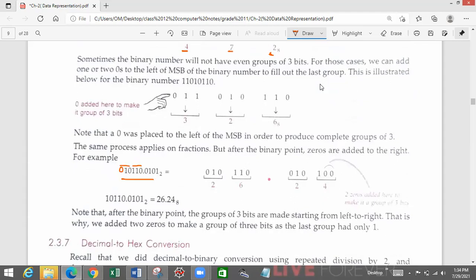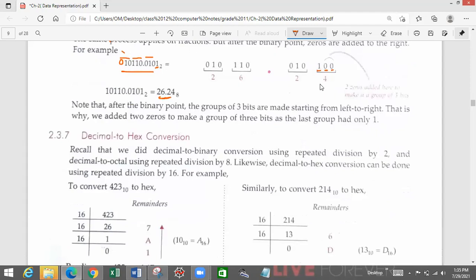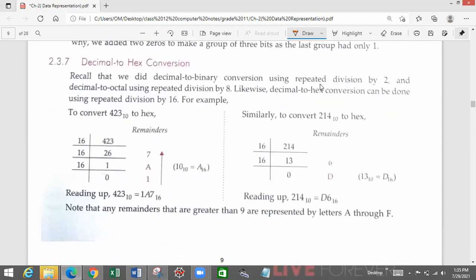For the number after the decimal point, we start making the groups from the left hand side. So it will be a group 010. Then we are left with only 1. So we will write 1 and after that we'll put 20 on the right hand side, not on the left hand side. Be very cautious about it. And then we will combine it. We will write the equivalent octal numbers for these binaries, and this will be 26.24 in octal.